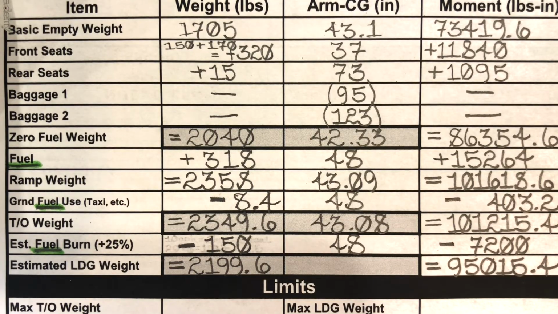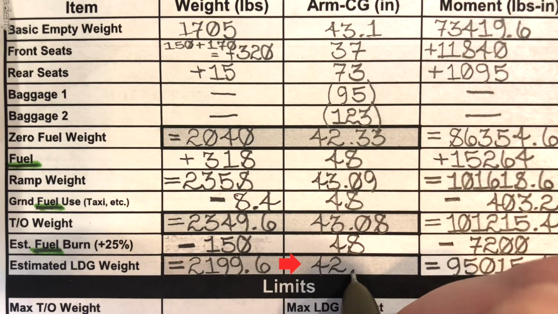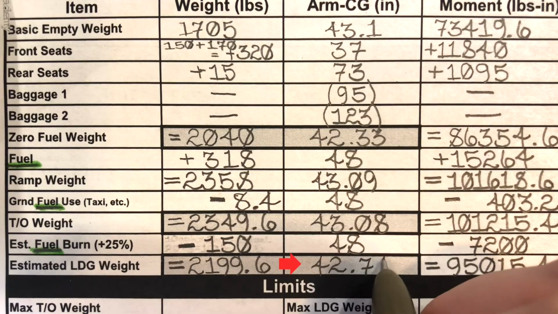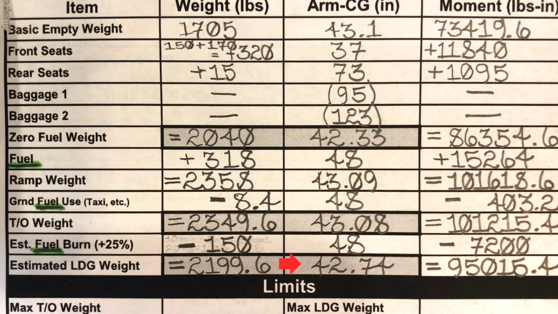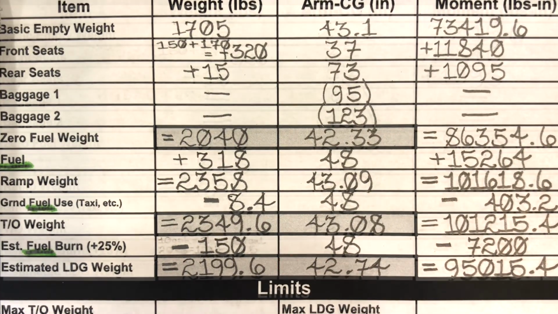And now, what do we do? Divide the moment by the weight. Yeah, you got it. And we get a total of 42.74. And that's it. That's all there is to it.